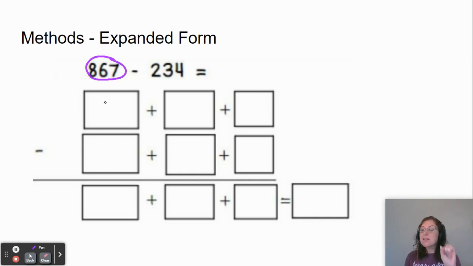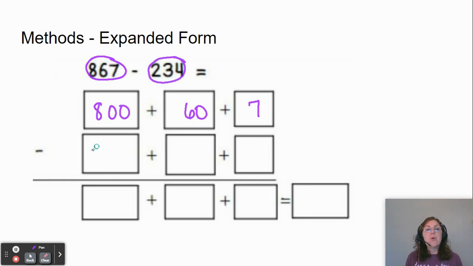So the 8 here is in the hundreds place. That represents 800. The 6 here is in the tens place. That represents 60. And then 7 is in the ones place. It represents 7. We'll do the same thing with 234. So 2 is in the hundreds place. It represents 200s. 3 is in the tens place. It represents 3 tens or 30. And 4 is in the ones place, and that represents 4.